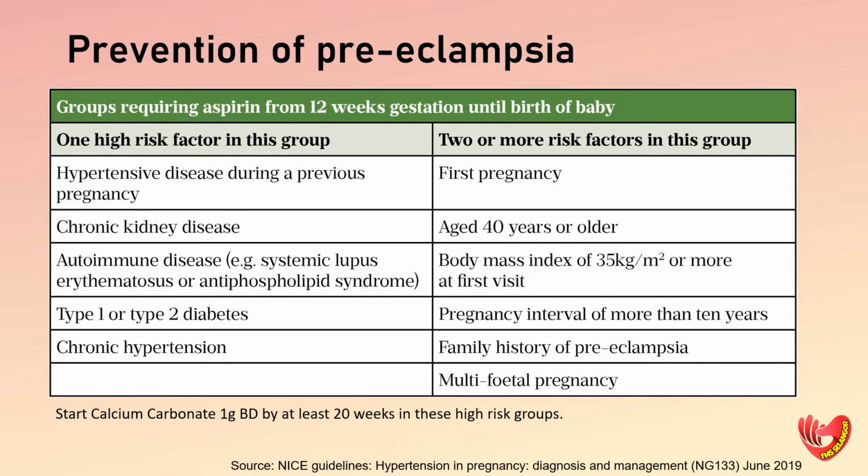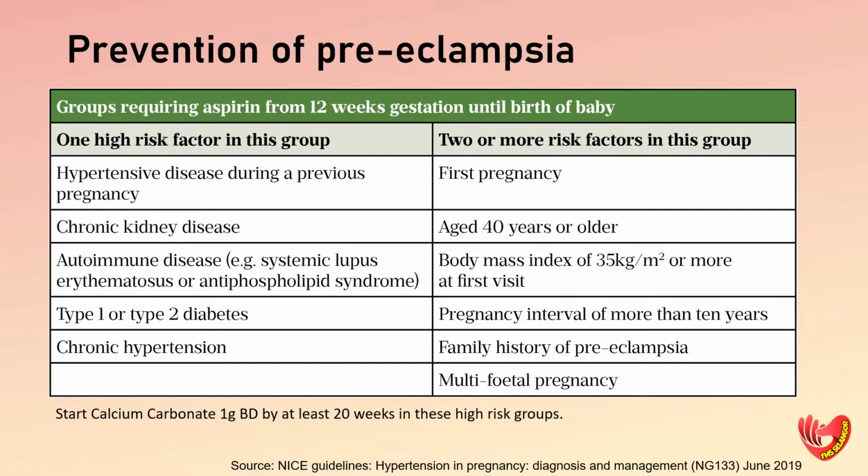Before we get into the management of different categories of hypertension in pregnancy, let us look at how we can prevent the occurrence of preeclampsia in select patients at risk. These are target groups who will require aspirin from 12 weeks gestation until birth of the baby. In addition to that, we would start calcium carbonate 1 gram BD by at least 20 weeks, a combo also known as Pre Eclampsia prophylaxis.